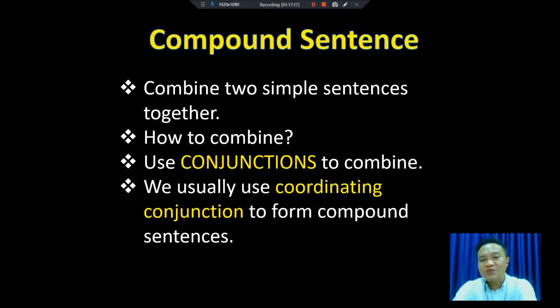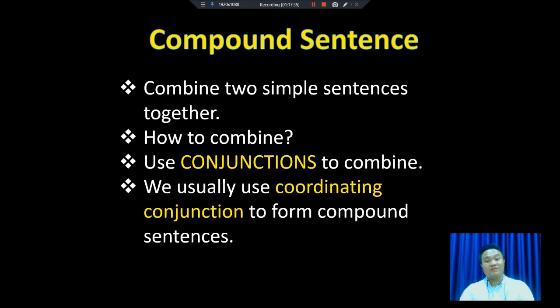Okay, the next one will be compound sentence. Now, compound sentence basically means you combine two simple sentences together. But how do you combine them? You have to use conjunction to combine. And we usually use coordinating conjunction to form compound sentences.